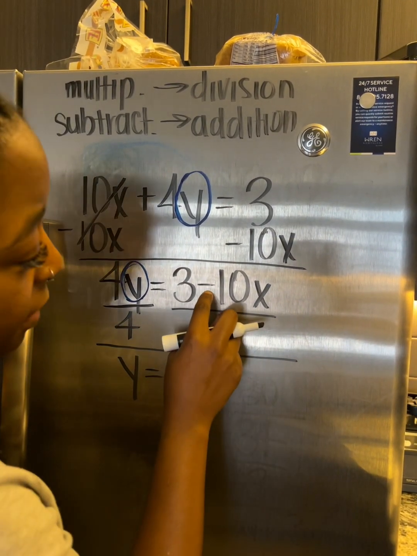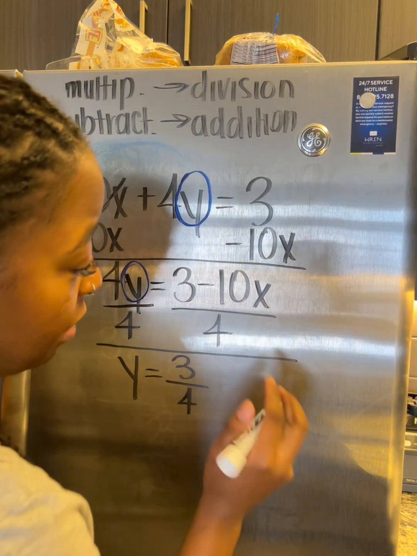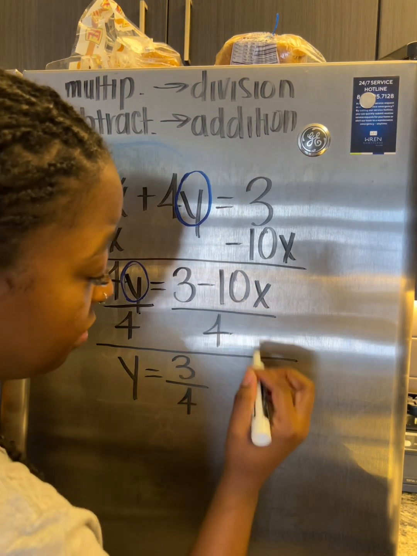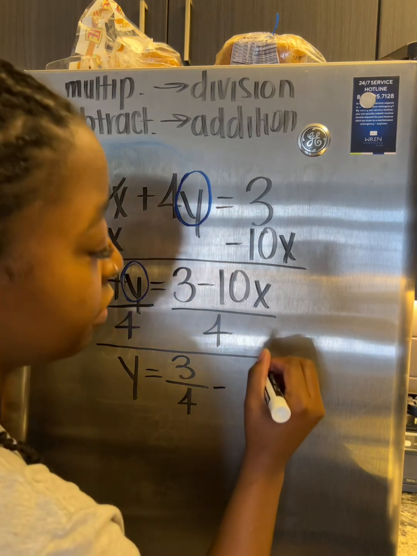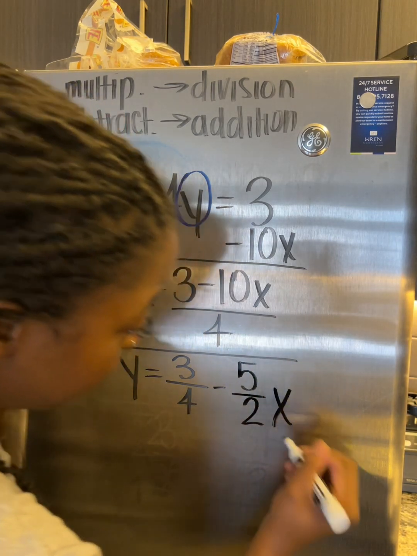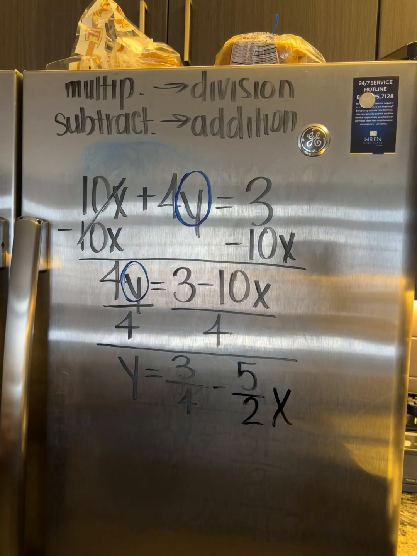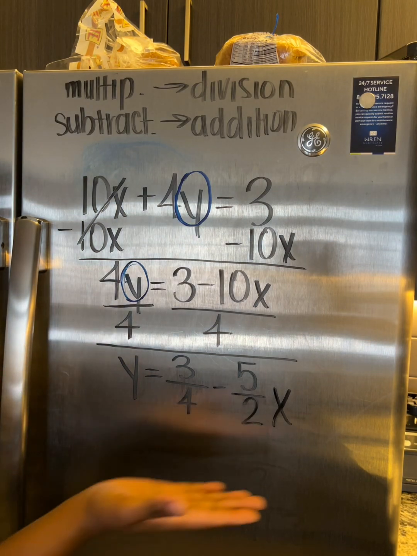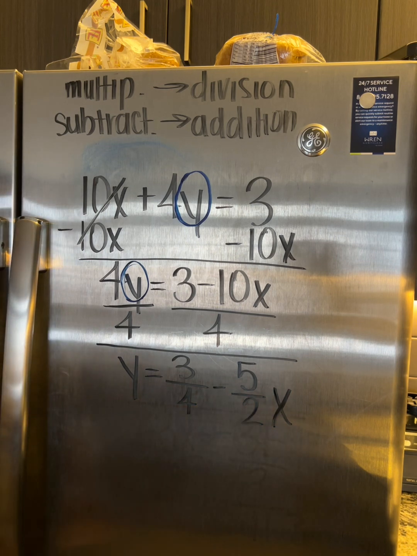So bam, my simplified version of 10 divided by 4 is negative, because I need to keep that negative sign. Negative 5 over 2 x. You cannot forget the x. And that is how you solve an equation that has 2 variables in it. You're going to end up with another equation.